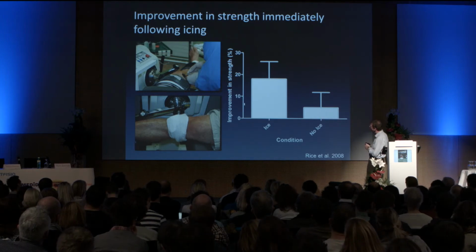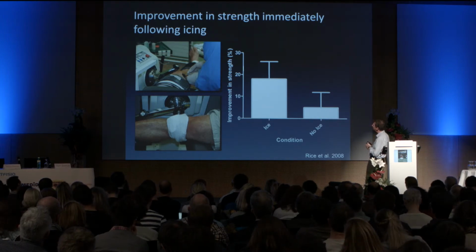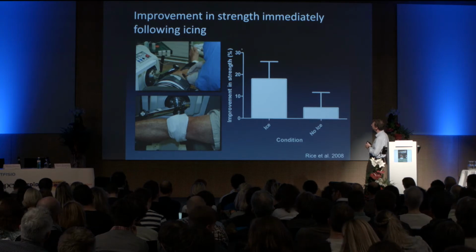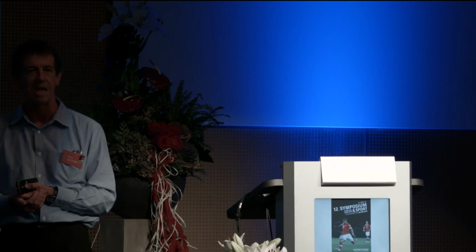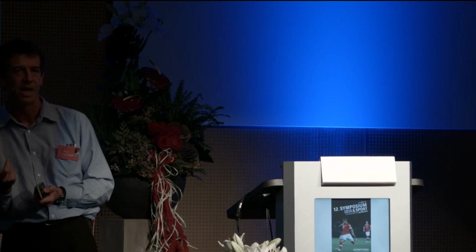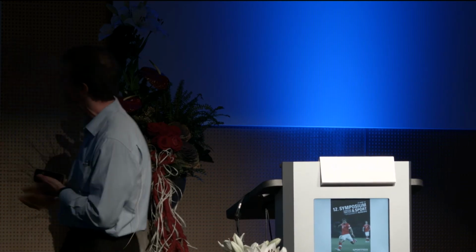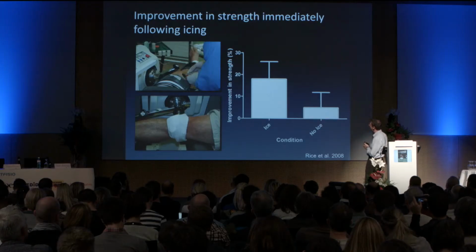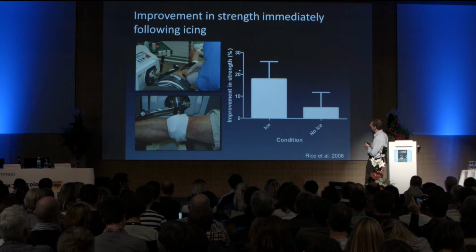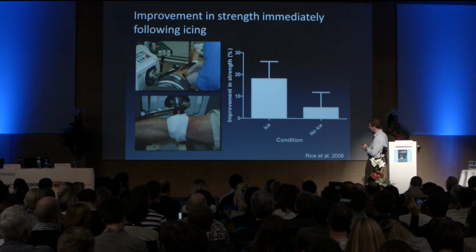And what you can see on the slide or this figure on the right here is the improvement of strength. So we might have had, say, a 20-30% AMI going on when we induced the saline and dextrose. We iced the joint, and lo and behold, almost immediately we've got a decrease in that AMI, an improvement in strength of 20%.